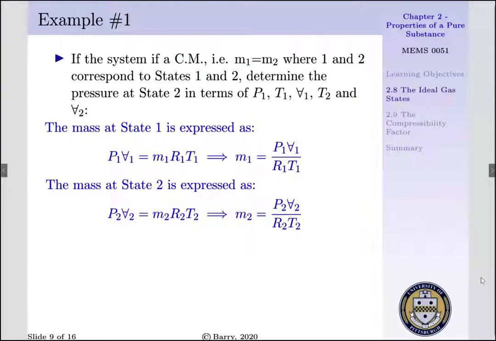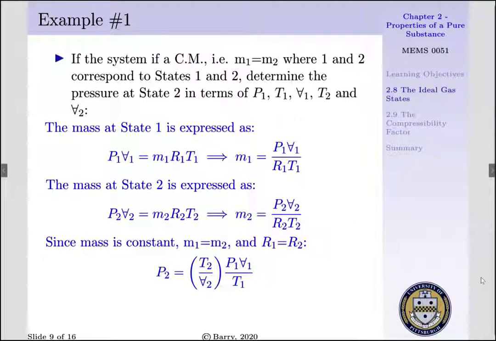Now, at state 2, we can express our mass in the same formulation. Our mass at state 2 is equal to our pressure times our volume per R times T. Since our mass is constant and our gas constant is constant, we can say our pressure at state 2 would be equal to our temperature at state 2 per our temperature at state 1 times our volume at state 1 per our volume at state 2 times our pressure at state 1. Later, we are going to introduce a term that quantifies how we move from state 1 to state 2, i.e. a polytropic process. And we see our ideal gas law is going to obey the formulation of a polytropic process.